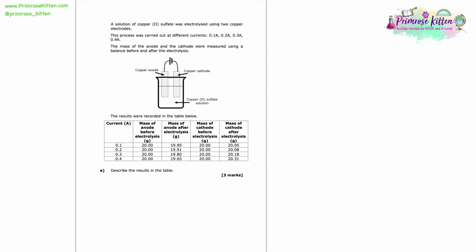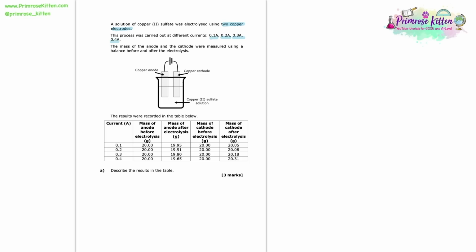Here we're told that the solution of copper 2 sulfate was electrolyzed using 2 copper electrodes. This process was carried out at different currents, so we did it at 0.1 amps, 0.2 amps, 0.3 amps, and 0.4 amps. The mass of the anode and the cathode were measured using a balance before and after the electrolysis. Results were recorded in the table below.